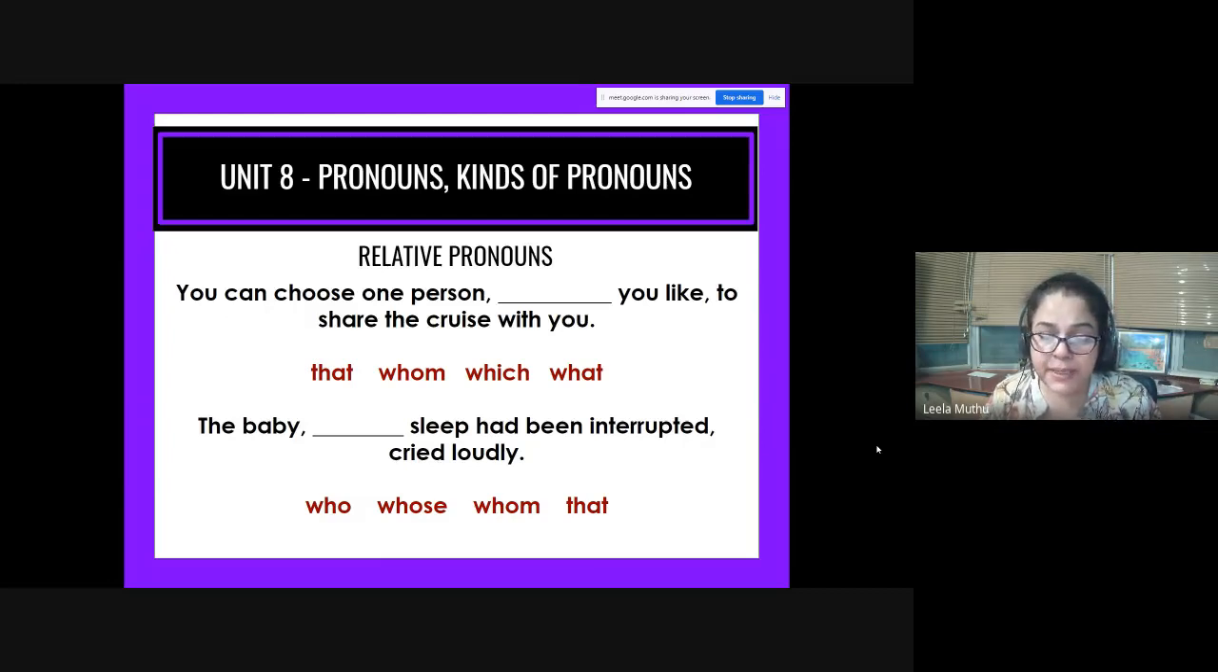The baby. Oh no, we're talking about ownership. The sleep is the baby's sleep. So what word will you use here? The baby who sleep? No. Whom sleep? No. We're talking about to whom the sleep belongs. We're talking about the baby here. So the baby whose sleep had been interrupted cried loudly.